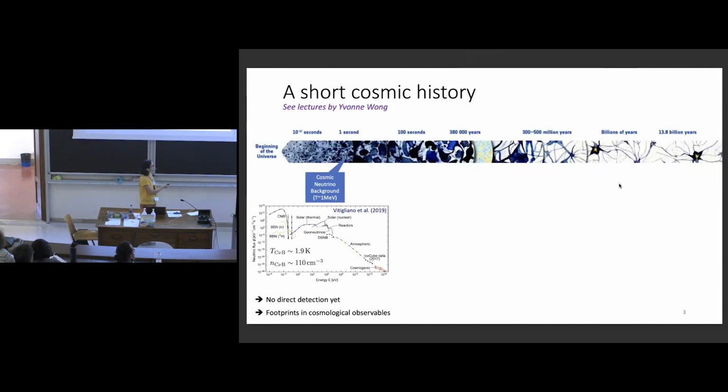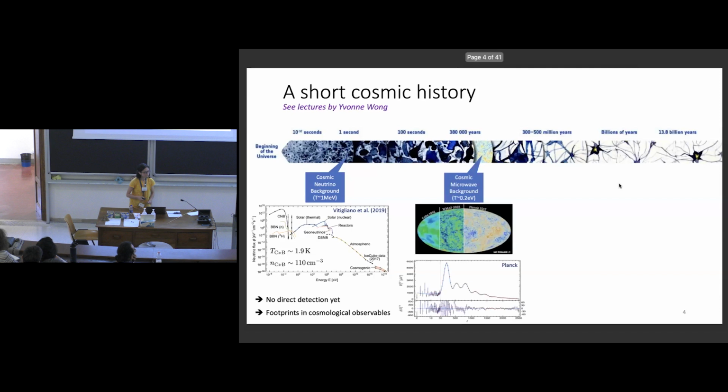And you see in this plot that they are the most abundant component of the neutrino fluxes that we receive. However, they are located at very low energy. That's why we don't have a direct detection of the cosmic neutrino background yet. And we have to look for the footprints of the cosmic neutrino background in other cosmological observables.